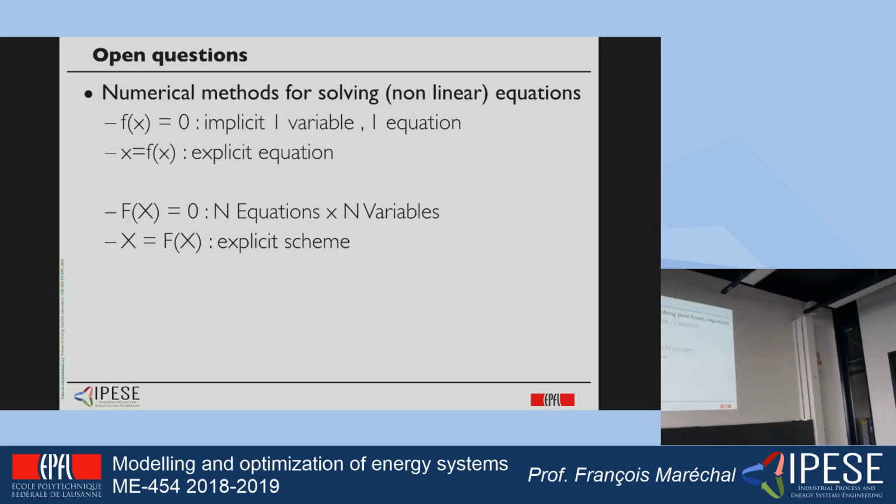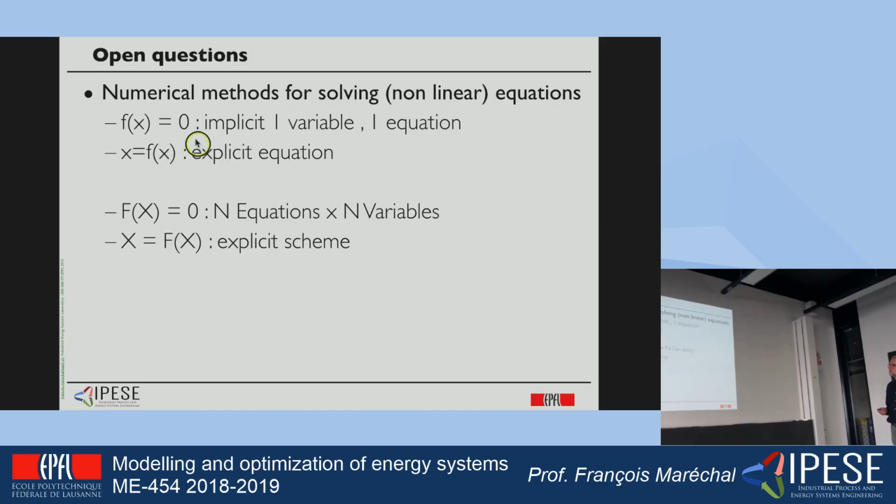In reality, those equations can be formulated in two types: the implicit form and the explicit form. The implicit form is: find x so that the function of x is equal to 0. And the explicit form is that x is a function of x, f of x. Okay? So calculate the value of x such that the value of the function is equal to x. But the function depends on x. Okay? So those are two different forms of equations, the implicit and the explicit one.